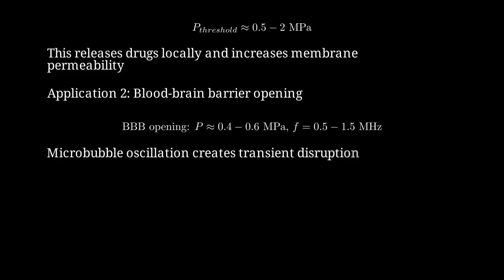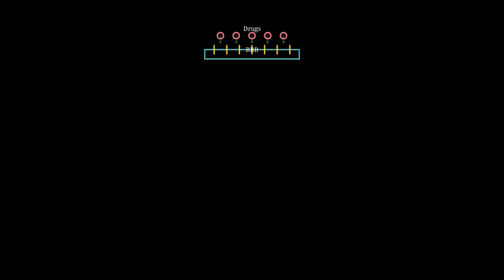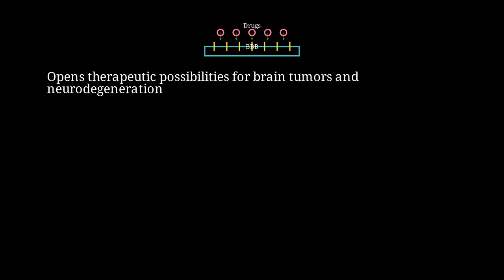Microbubble oscillations generate mechanical forces that create transient, reversible disruption of tight junctions between endothelial cells. This diagram shows microbubbles near the blood-brain barrier, creating temporary openings that allow therapeutic drugs to enter the brain. This technique opens revolutionary possibilities for treating brain tumors, Alzheimer's disease, and Parkinson's disease with drugs that normally cannot cross the barrier. With such powerful capabilities comes important safety considerations governed by the mechanical index.